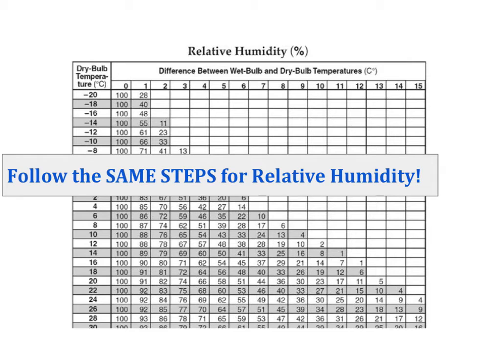Instead, if you were asked to find the relative humidity, you just go down to the bottom table and you use the relative humidity chart. The only difference is that when you follow 10 straight down and you follow 22 straight across, your answer is going to be different. This time it's going to be 27, and it's not degrees Celsius this time because the units for relative humidity are percent. So your answer would be 27%.